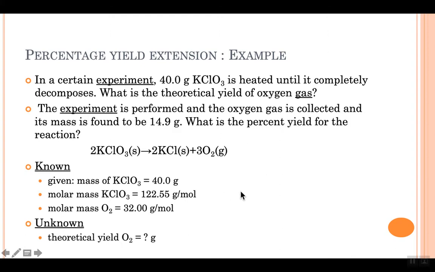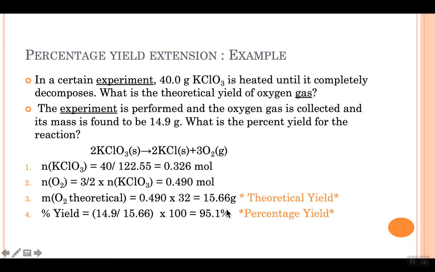So we've got a few things that are known. We're given in the question the mass of the potassium chlorate. We can work out from our periodic table the molar masses. So we add up 1 potassium, 1 chlorine and 3 oxygens, and we get a molar mass of potassium chlorate of 122.55. If we add up the molar mass of 2 oxygens, we get a molar mass of 32. What we don't know is what our theoretical yield of oxygen is.